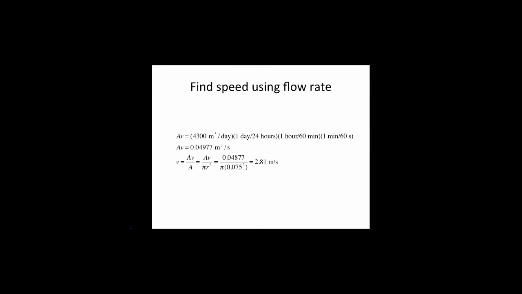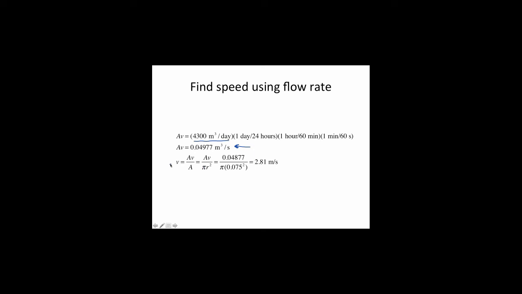Now, part B asks you to find speed if you're given a flow rate. The thing here is we're given a flow rate in cubic meters per day. And if we hope to find a velocity in meters per second, we have to change the flow rate to cubic meters per second. So I just do a factor label method. 1 day is 24 hours, 1 hour is 60 minutes, and 1 minute is 60 seconds. And I can convert this flow rate per day to a rate in cubic meters per second.